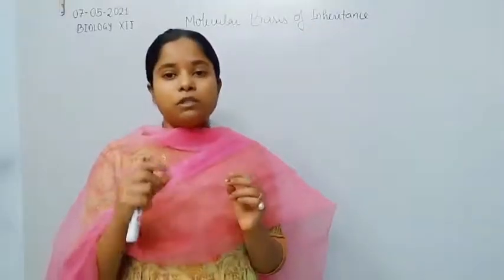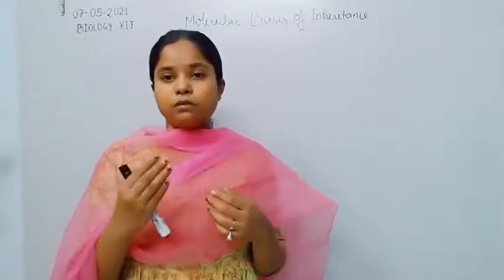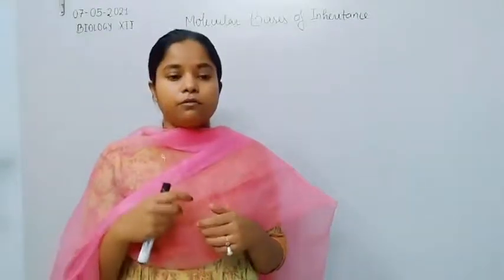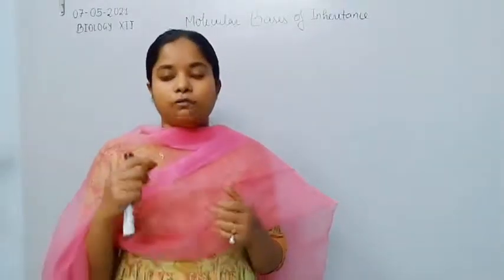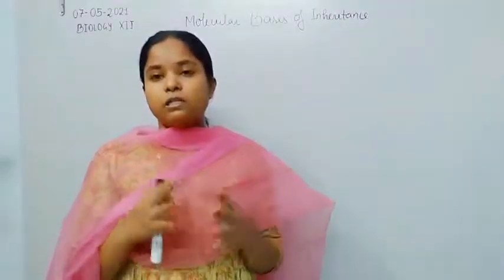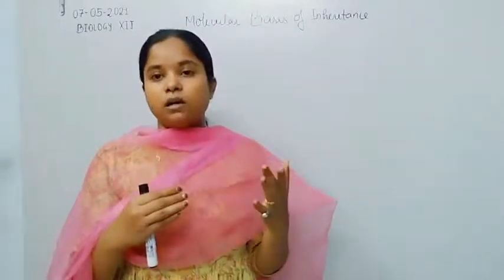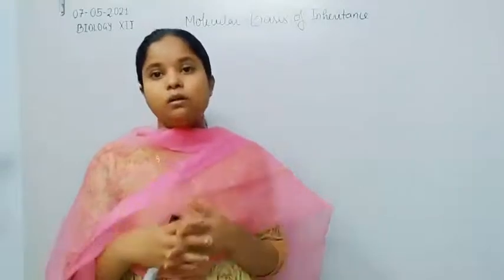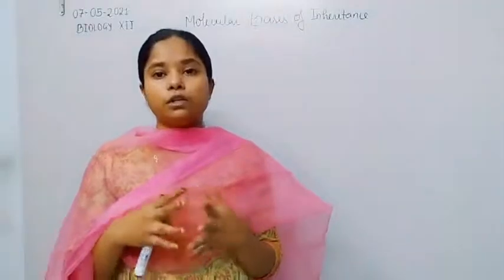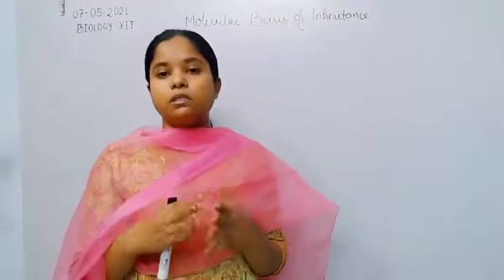The number of these base pairs varies in different organisms. For example, bacteriophage 5174 has only 5386 base pairs. Bacteriophage lambda has a greater amount of nitrogenous bases compared to 5174: 48,502 base pairs are present in bacteriophage lambda.